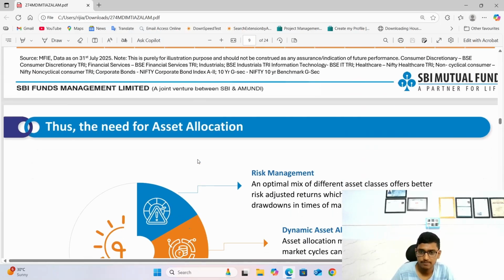Why do we need asset allocation? At first, the first point is risk management. An optimal mix of different asset classes offers better risk-adjusted returns, which can result in lower drawdowns in times of market downturns. Everybody of us wants to get good returns, so we invest in high risk categories, but we don't think about the drawdowns. See, the market has a bullish side and the market has a bearish side. So we need to think of all the sides of what could happen to our portfolio. If we have a good optimal mix of all the asset classes, then in times of drawdown or bearish markets, our portfolio would have a lower drawdown compared to a high risk portfolio.